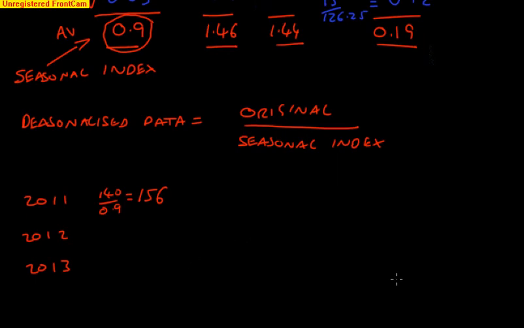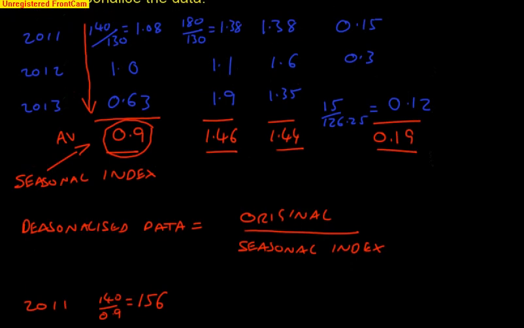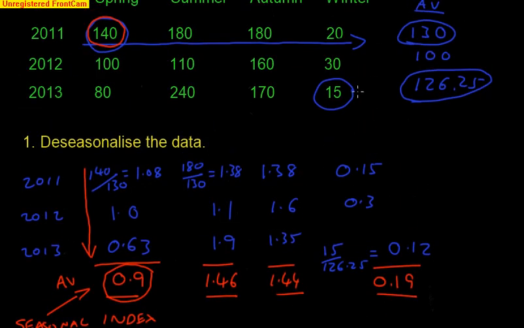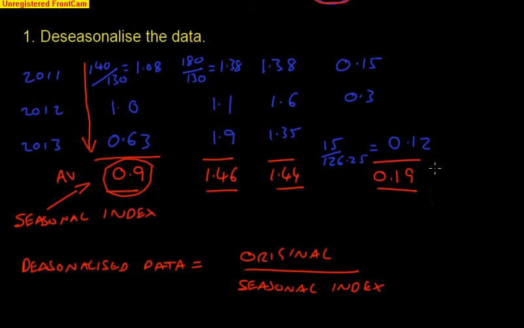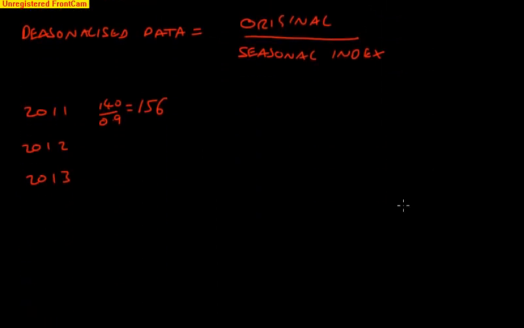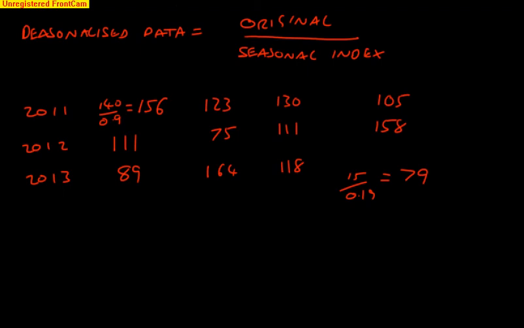Similarly, if I do the one in the bottom right here, which was originally 15, and now I divide that by its seasonal index. Well, that was in winter, so I must divide it by the winter seasonal index. So it's 15 divided by 0.19. Down the bottom right here I get 15 divided by 0.19, and that comes to 79. Again, I'll fill all the others in, and there, that's the rest of them filled in.